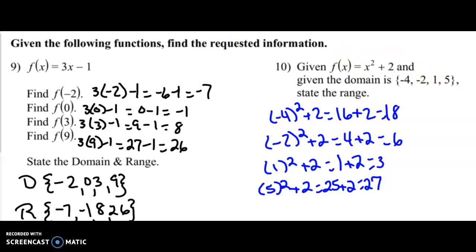This is my domain. They asked me for my range, so for my range, I just simply write all of the answers that I got when I plugged it in: 18, 6, 3, and 27.